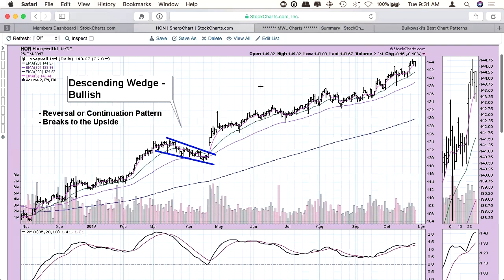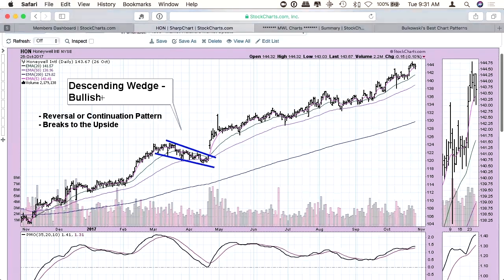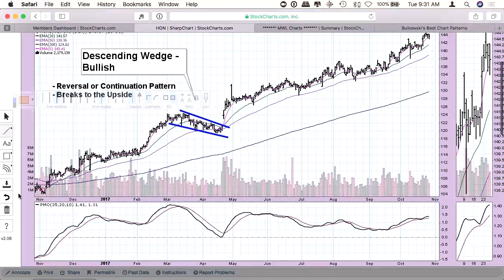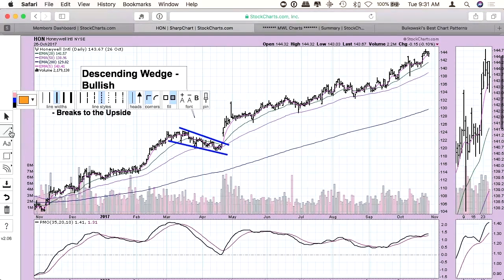Not everybody uses those to create targets, but it's something that you can do. A lot of people do it that way. I think Thomas Bulkowski also calculates upside targets that same way. So let's put some of these in here.